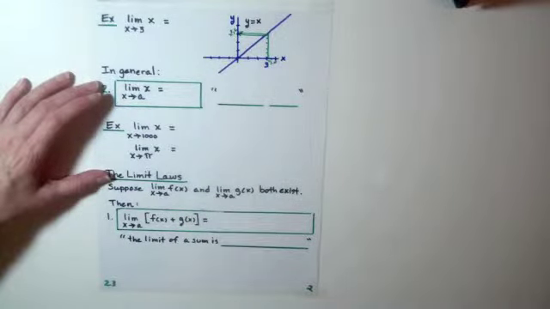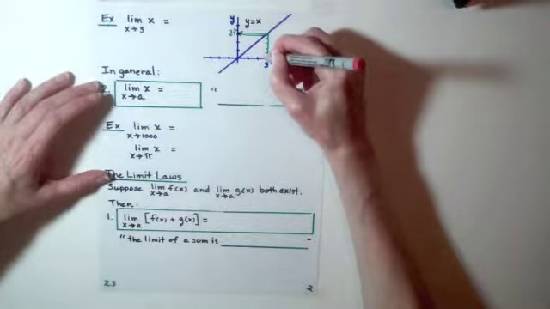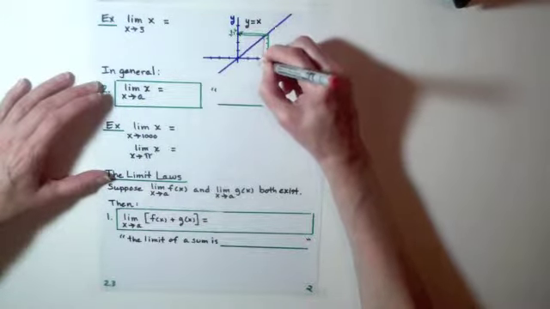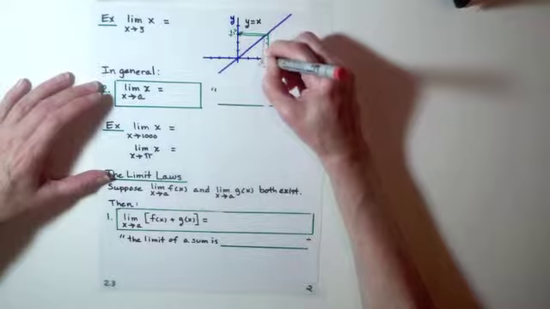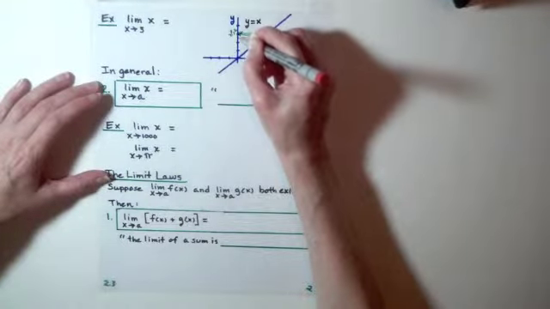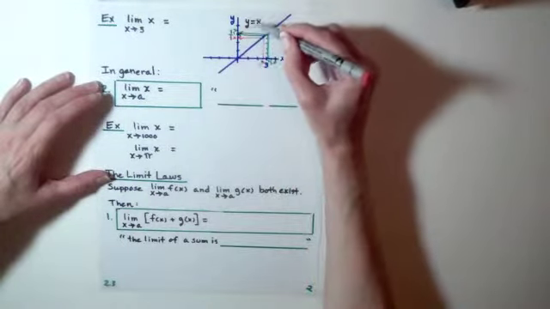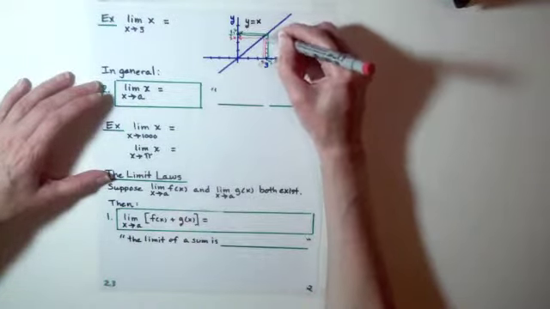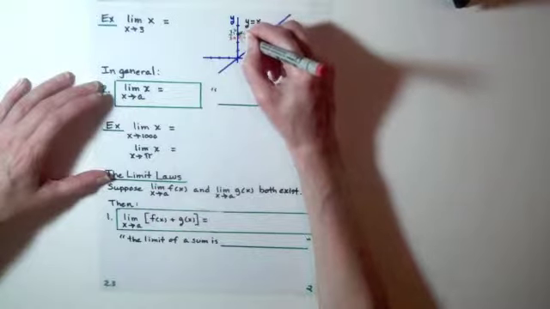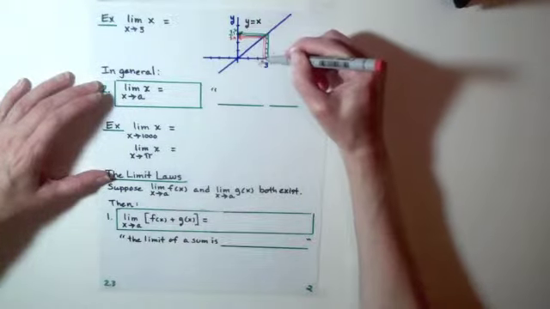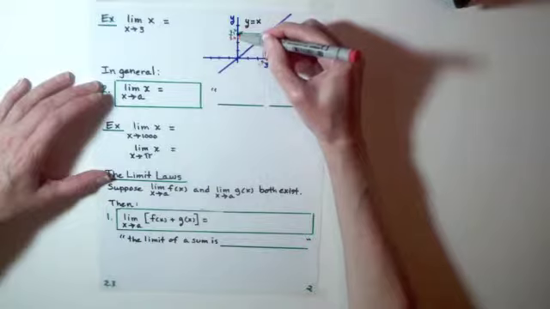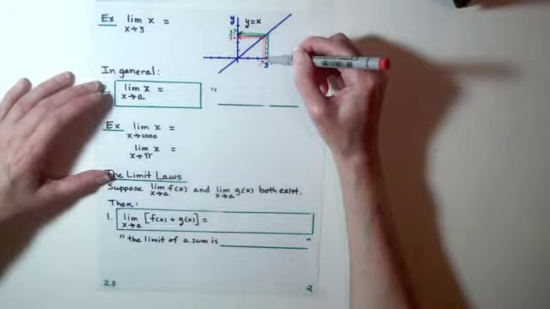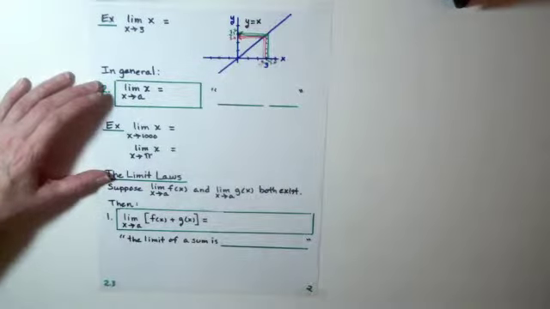Same type of argument if I approach 3 from the left. If I plugged in something like 2.8 for my x value, I would get 2.8 for my y value, because remember, we're looking at the function y equals x. If I put in 2.9 for my x value, I would get 2.9 for my y value. The closer my x's get to 3, the closer my y's get to 3. And so the limit from the left as x approaches 3 is also equal to the number 3.